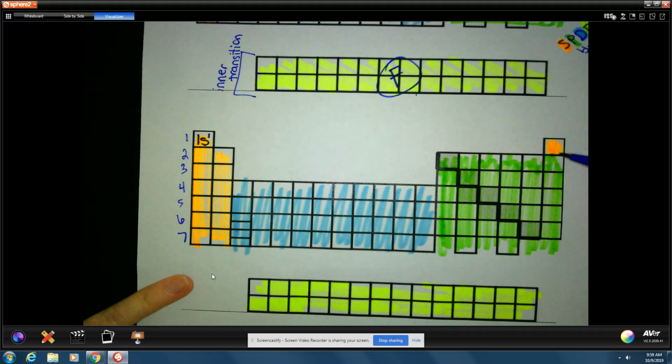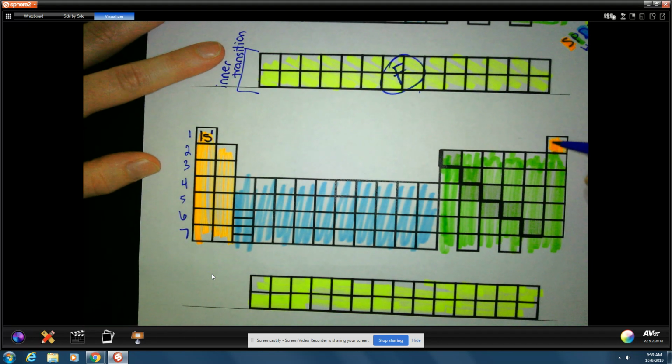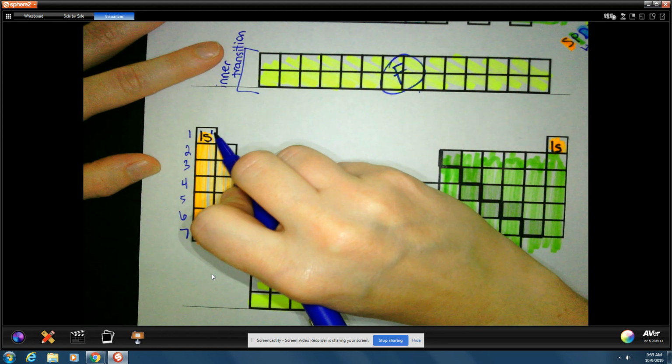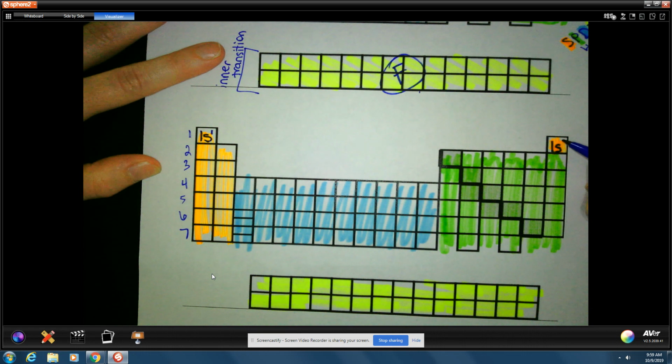Well, this one still is orange. It's still in row 1. It's still S block, but we're 1 more block over. So this little number on top that really means electrons, we're going to increase it by 1.